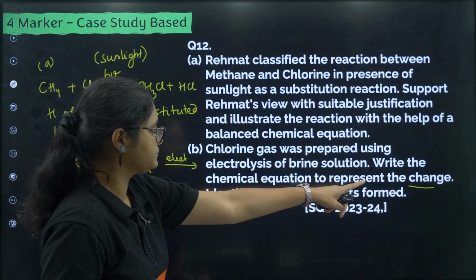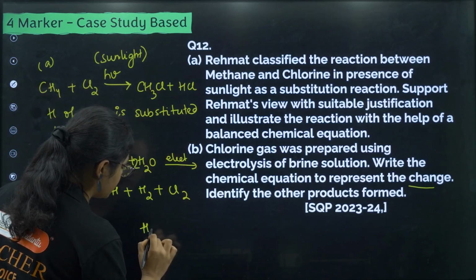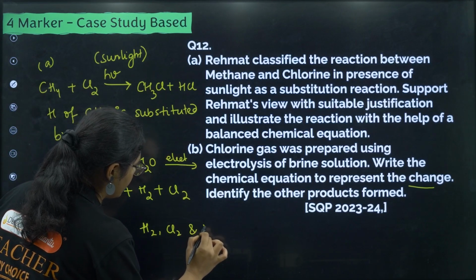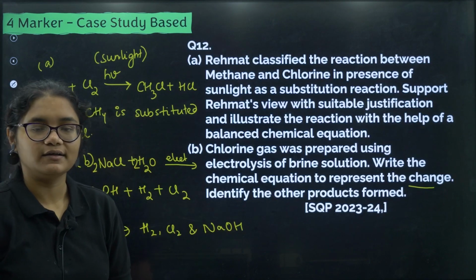Next, identify the other products formed. So what are the other products formed? The other products are hydrogen, chlorine and NaOH. These are the other products formed in the reaction.